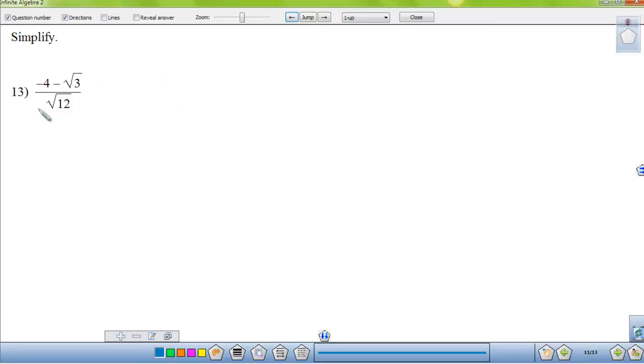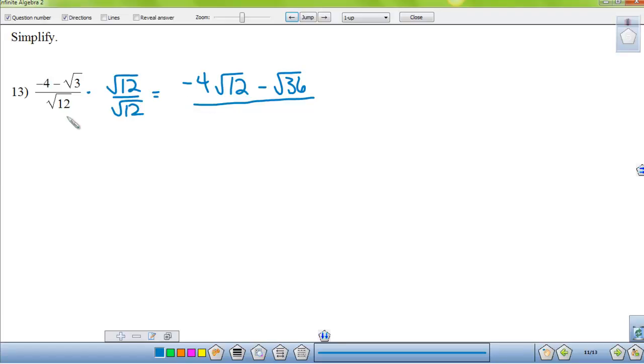One more example. In this example, we have some adding and subtracting going on in the numerator, which is fine because all we have to do is once again multiply this by a form of 1, which is going to be the square root of 12 over the square root of 12. And we will distribute this square root of 12 to these two terms right here. And when we do, we're going to get negative 4 times the square root of 12 minus the square root of 36. And that's going to be over the square root of 144, which we know is 12.